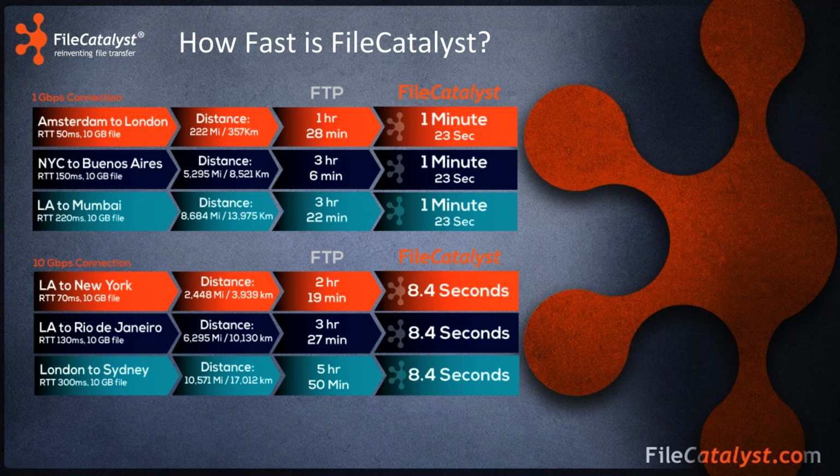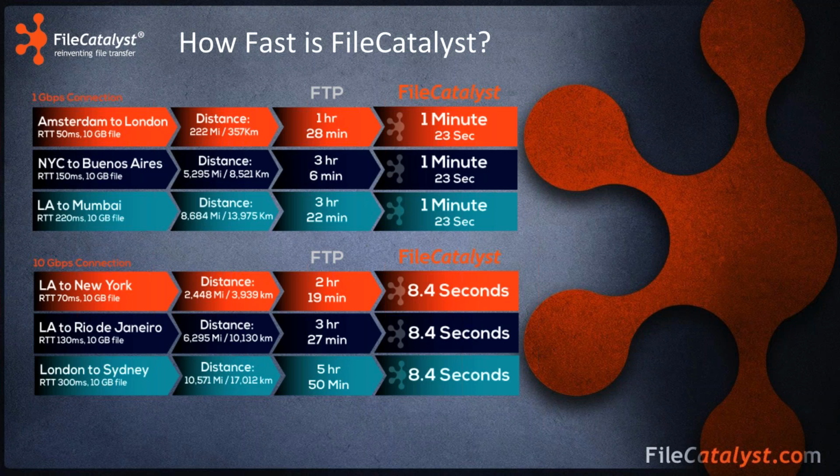The same file, just a longer distance to travel, so New York to Buenos Aires, the RTT is about 150 milliseconds. FTP will take about 3 hours and 6 minutes, whereas FileCatalyst takes about 1 minute and 23 seconds. LA to Mumbai, further distance to go, 10 gigabyte file. FTP takes 3 hours and 22 minutes, whereas FileCatalyst takes 1 minute and 23 seconds. So as you can see, regardless of how far the endpoints are, FileCatalyst maintains the same time in transferring that 10 gigabyte file.